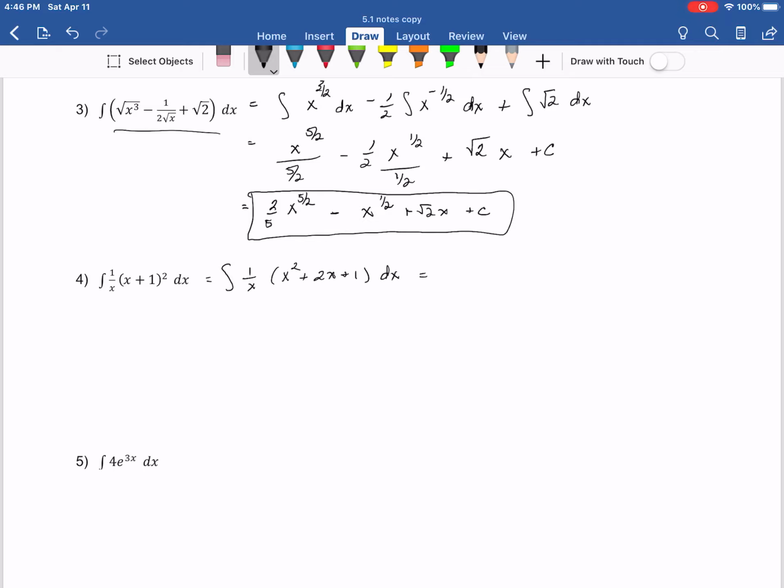Next, I'm going to distribute the 1 over x. That's with respect to x. Okay, now it looks like something I'm familiar with. I can take the antiderivative of this expression. So the integral of x is x squared over 2, right? So you add 1 to the power, and then you divide by that number. The integral of a constant, such as 2, we learned just above, that you get 2 times x.